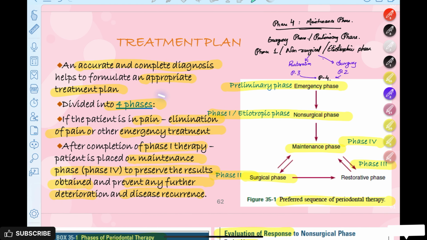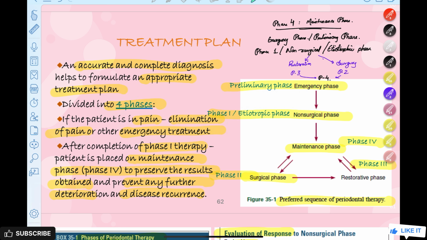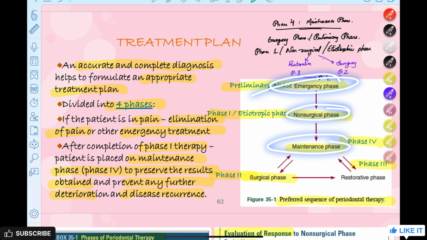So there are 4 phases. If the patient is in pain, elimination of pain, other emergency treatment. That is the preliminary phase. After completion of phase 1 therapy, patient is placed on maintenance phase to preserve the results obtained and prevent any further deterioration and disease recurrence. Emergency phase, non-surgical phase, maintenance phase, that is phase 4. Surgical phase, phase 2. Restorative phase, phase 3.